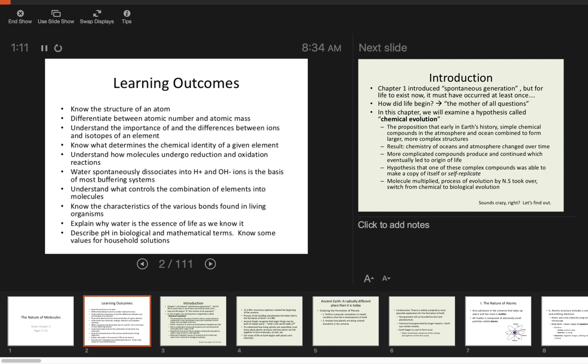Understand that protons give the chemical identity of a given element, but the properties are determined by the electrons. Talk about reduction, oxidation reactions. How water can spontaneously dissociate. So notice it's H plus and OH minus. When you form together, you get water, but sometimes water just dissociates into ions, and then they can rebond. So we'll talk about buffering systems, elements and molecules.